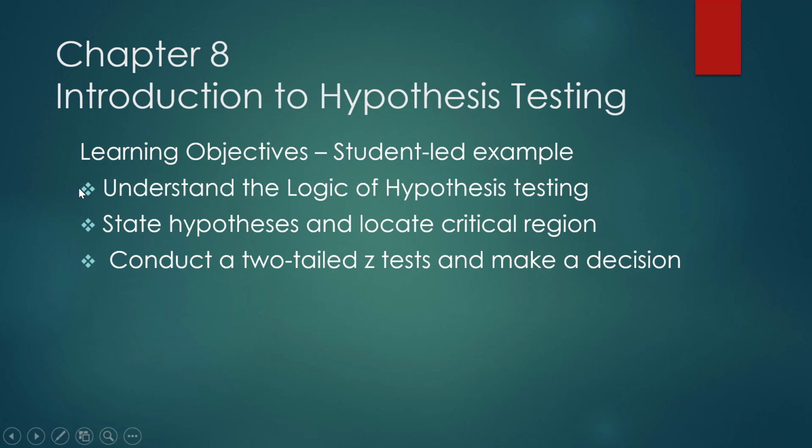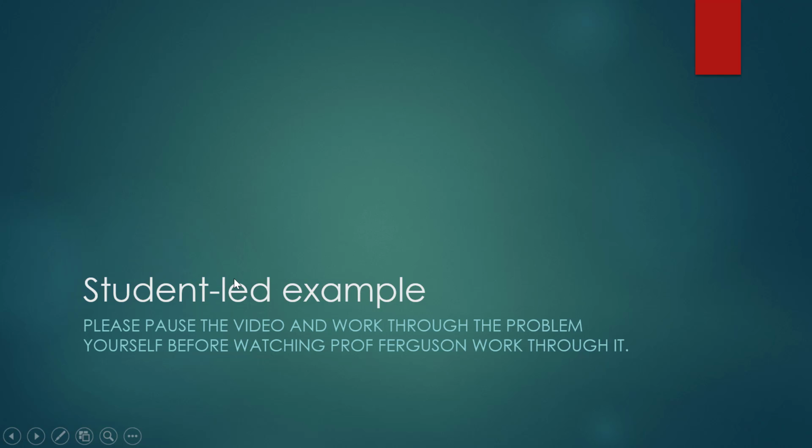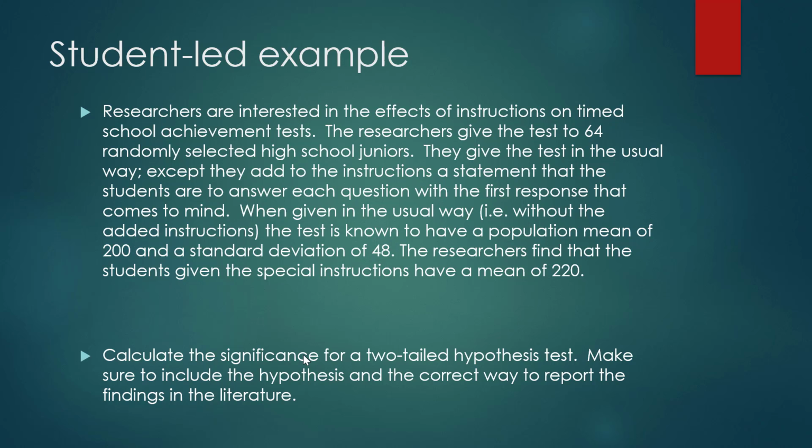So our objectives are still the same: to understand the logic of hypothesis testing, to state a hypothesis and locate the critical region, and to conduct a two-tailed z-test and make a decision. But now you guys are going to take the lead. So please pause the video and work through the problem yourself before watching me work through it. So again, go ahead and pause the video, work through it, and then watch my solution.